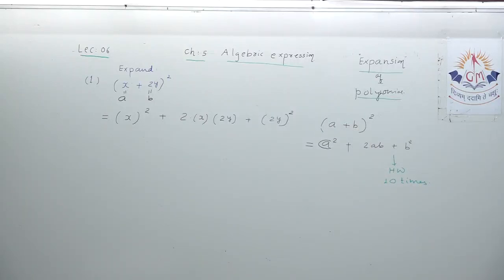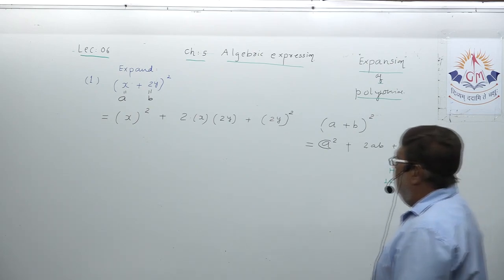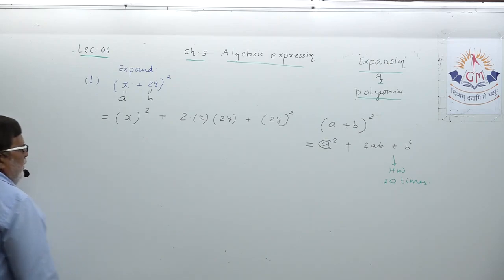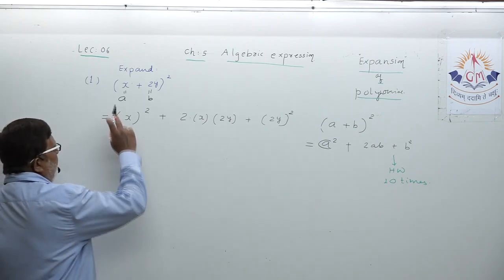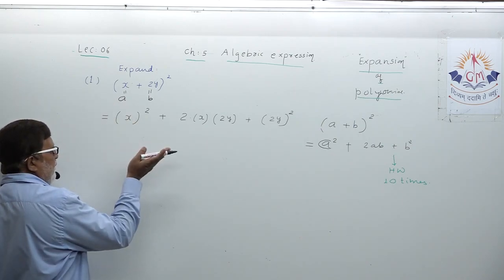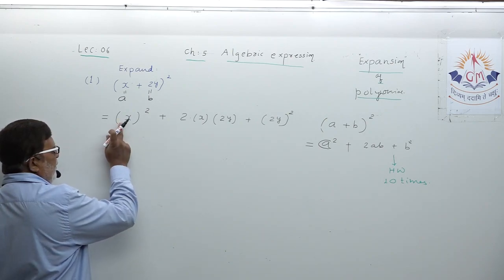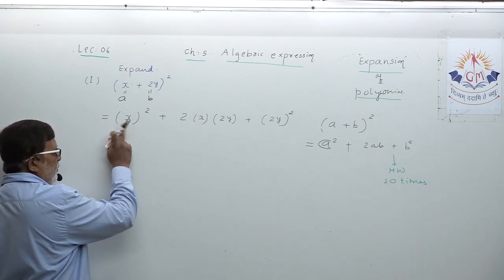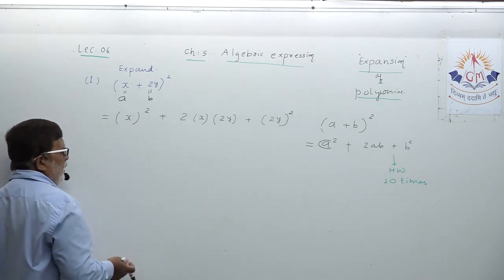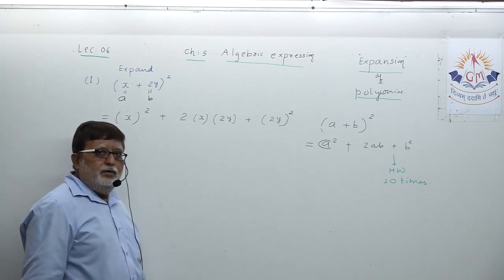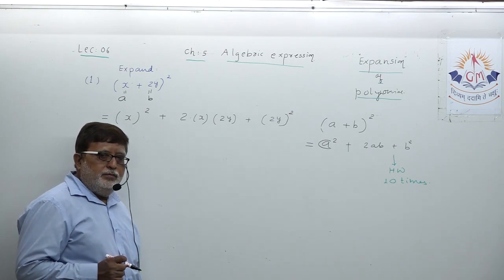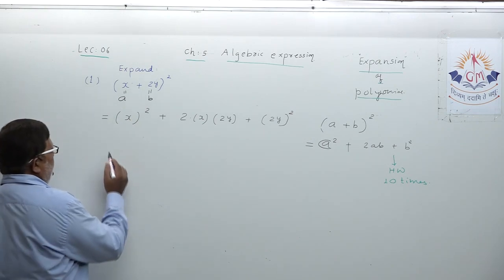Actually the given example is x plus 2y whole square. When you compare, in place of A there is x, in place of B there is 2y. So accordingly in the format, wherever there is A, by keeping the bracket we have to write x, wherever there is B we have to write 2y. Okay, just a question of comparing the term and substituting the values.